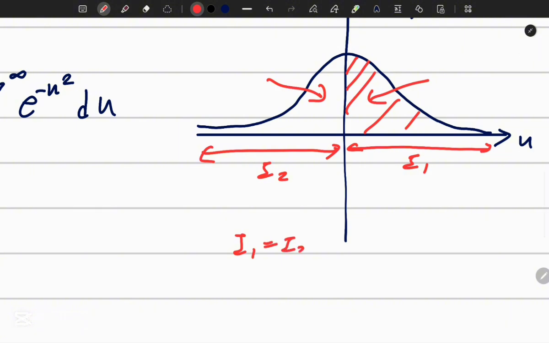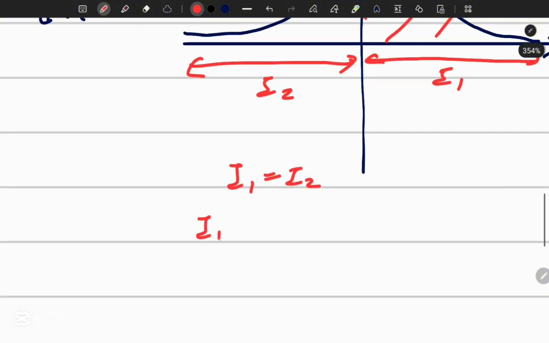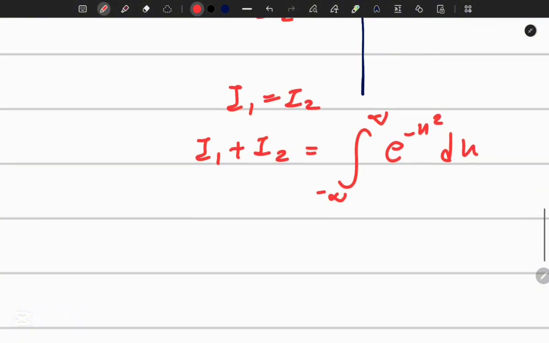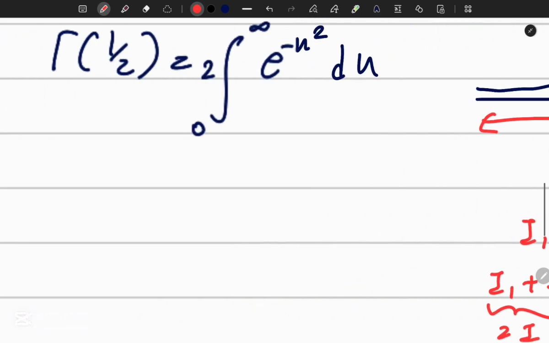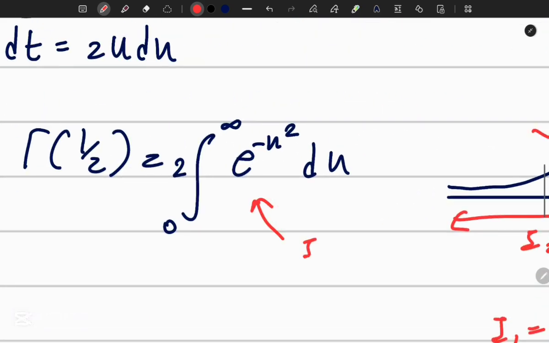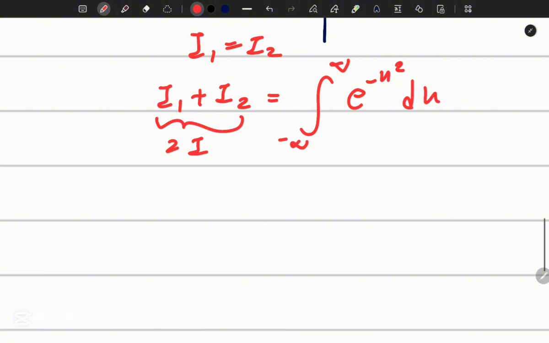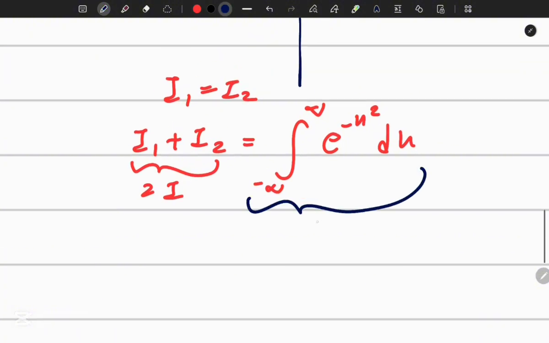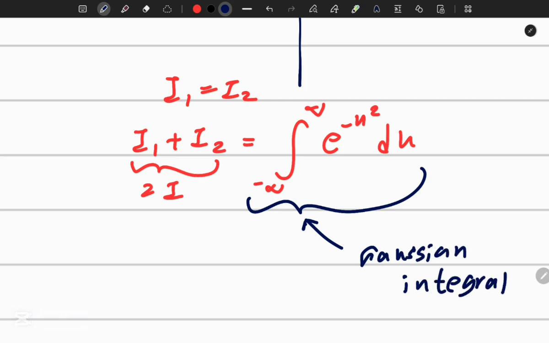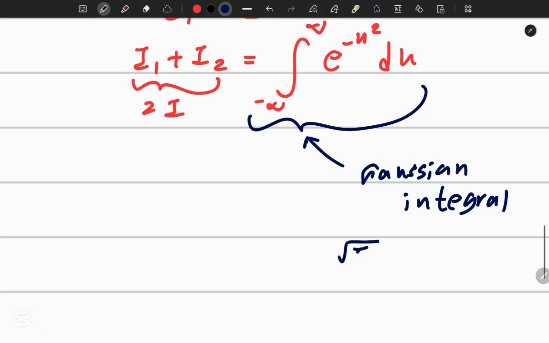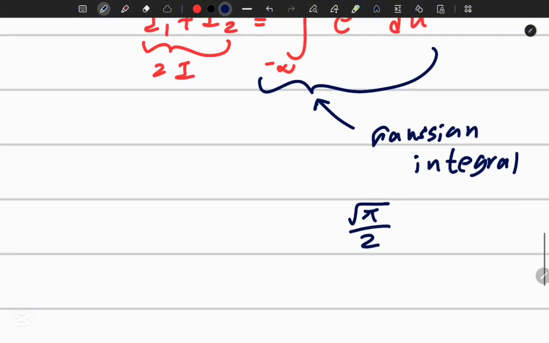I1 equals I2. So I1 plus I2, which is the integral from minus infinity to infinity of e to the minus u square du, equals what? 2I, where I means this integral. So this is the Gaussian integral. So we know that this is root pi over 2.